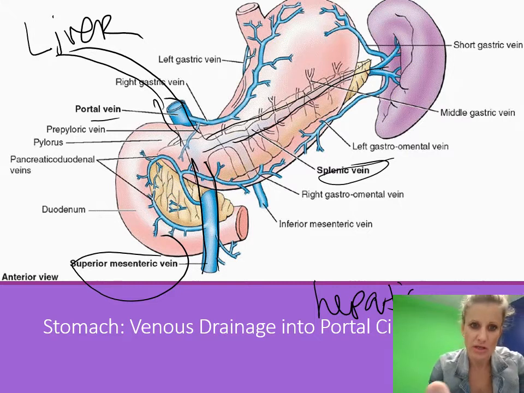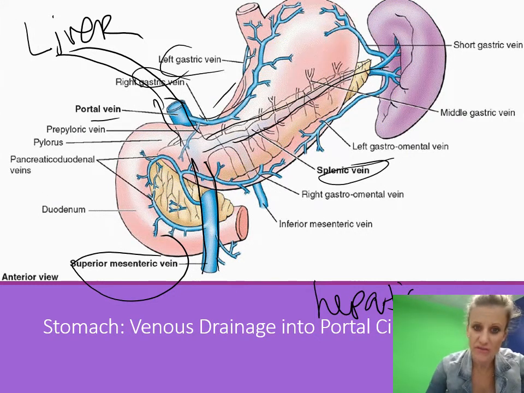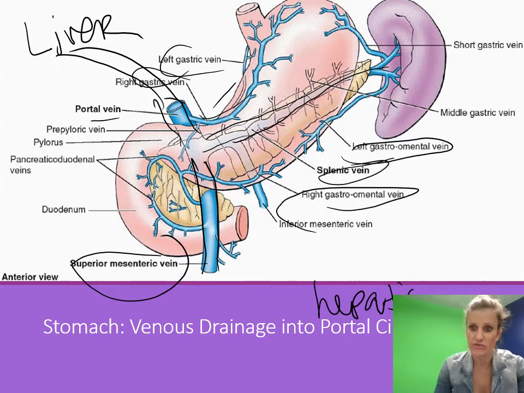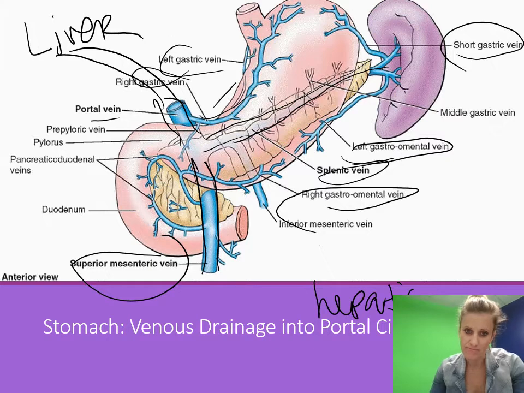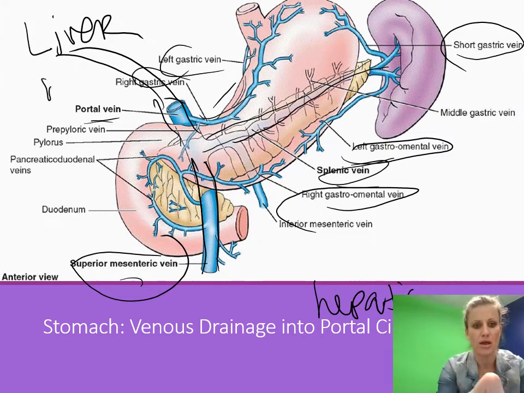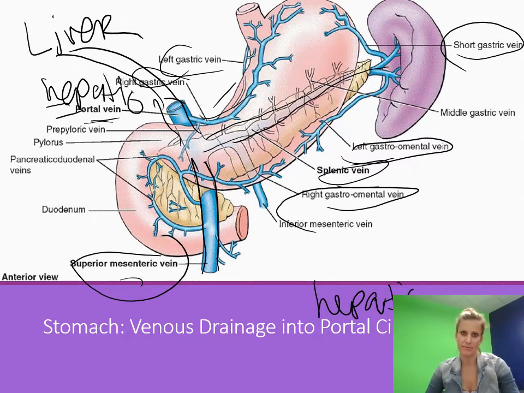So you see left and right gastric veins. There are left and right gastro-omental veins. There's a short gastric vein. And then, either by flowing into the superior mesenteric vein or into the splenic vein, they end up feeding into the hepatic portal vein, which again brings that blood into the liver.